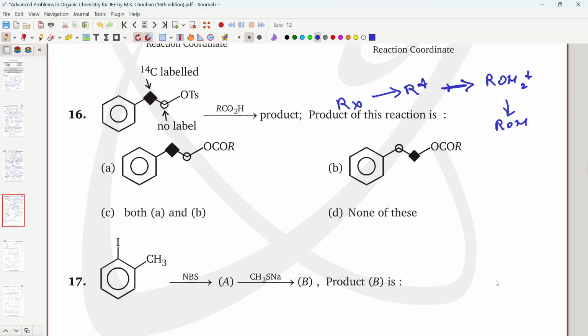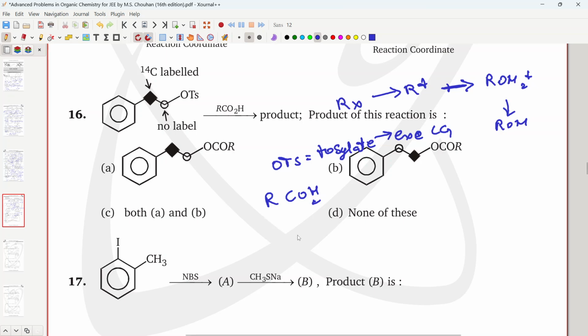Now for question number 16. The substrate is this. The black carbon is the 14C labeled carbon and the oxygen is unlabeled. OTs is tosylate, which is an excellent leaving group. And the reagent is RCH-CO2H, which is a carboxylic acid.